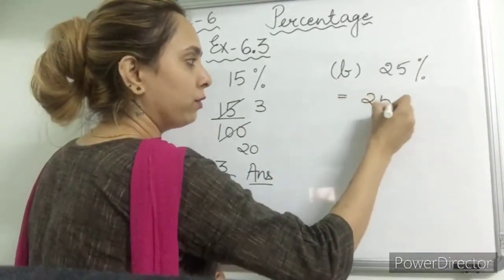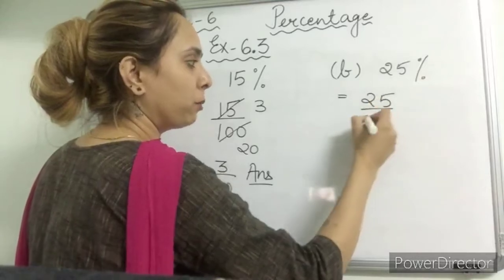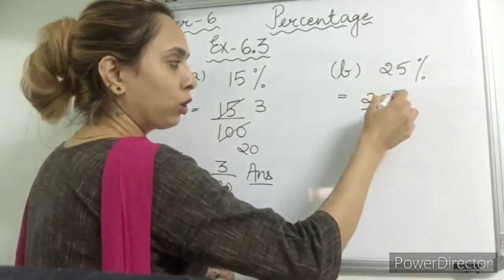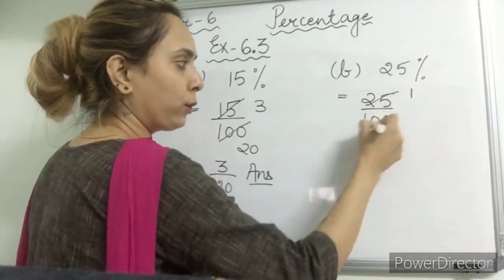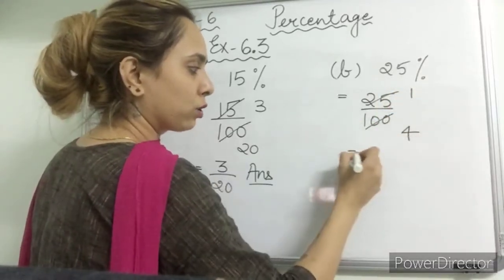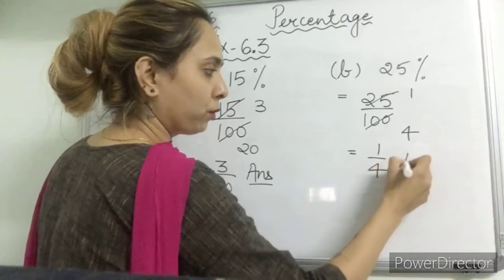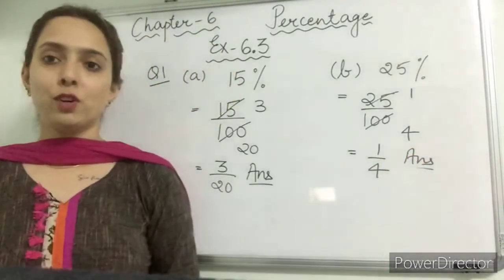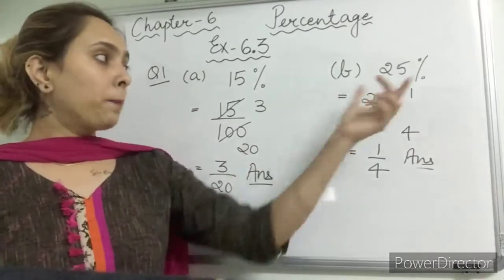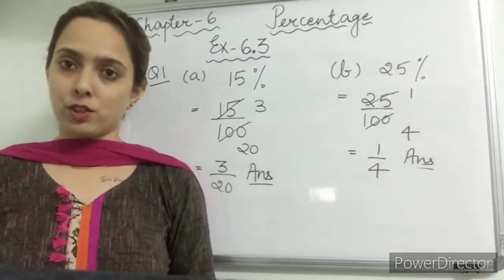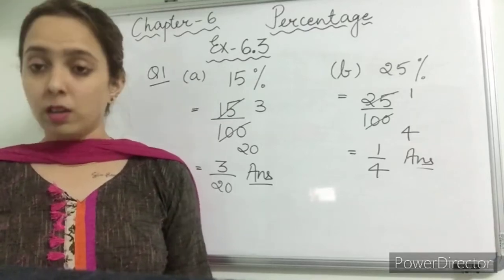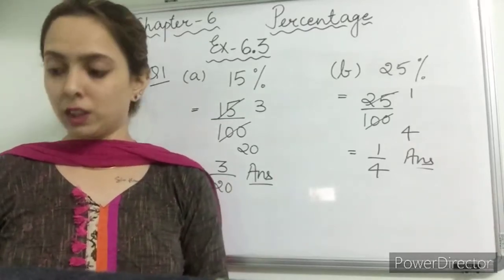So 25, remove the sign of percentage and it will be converted as 100 in the denominator. So 25 1s are 25, 25 4s are 100. So the answer is 1 upon 4. This is the first way of converting percentage into fraction. We have some more questions, that is now 2 upon 3.